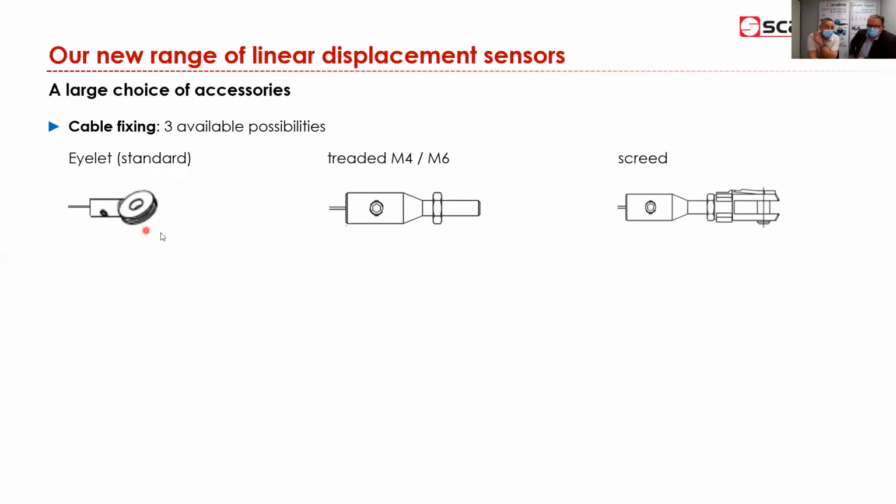At the end of the cable, we can have this eyelet system. An eyelet is like a ring or washer. There is a hole, and you just put, for example, a screw to fix it. Or there is a threaded system, M4 or M6, depending on the model. It's the customer's choice. M4 is for the PTS and M6 is for the PTL.